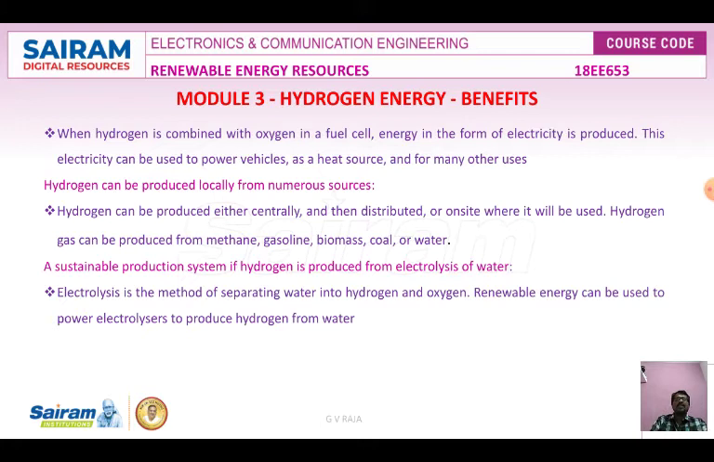The third one is sustainable production, if the hydrogen is produced by the electrolysis of water. Electrolysis is a method of separating water into hydrogen and oxygen by passing an electric current through the water in a basin. Renewable energy is used to power the electrolysis in order to produce the hydrogen from the water.